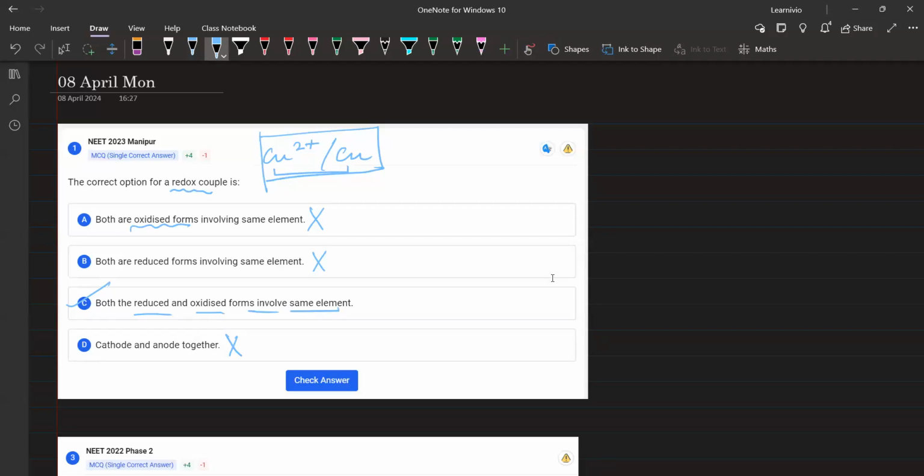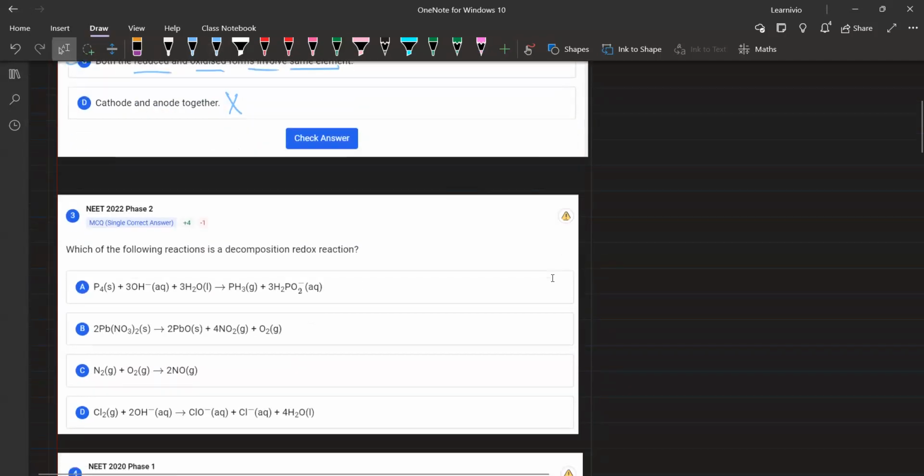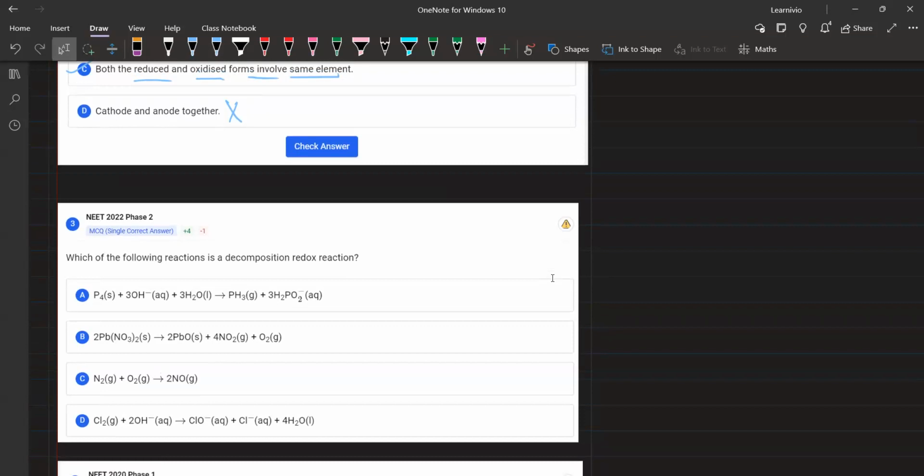Try this. Which of the following reaction is a decomposition redox reaction? Decomposition reaction is like 10 standard ka syllabus.